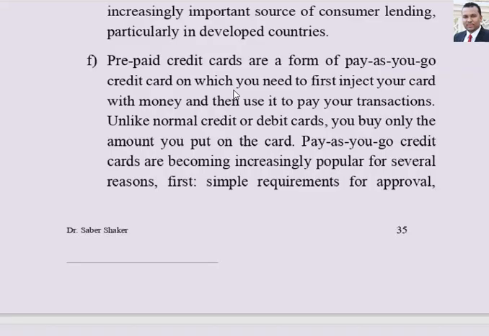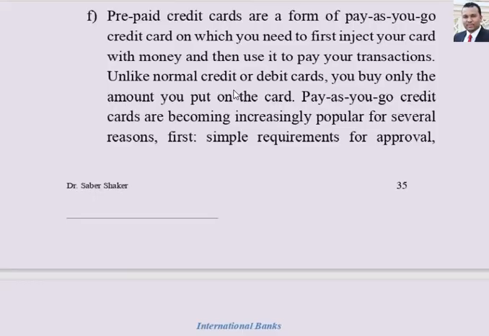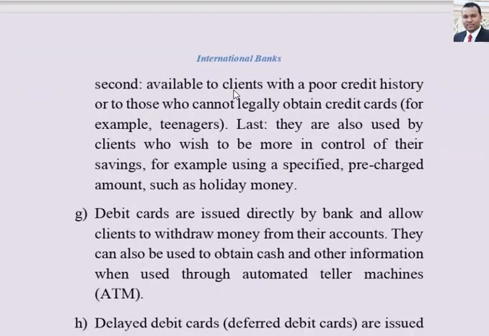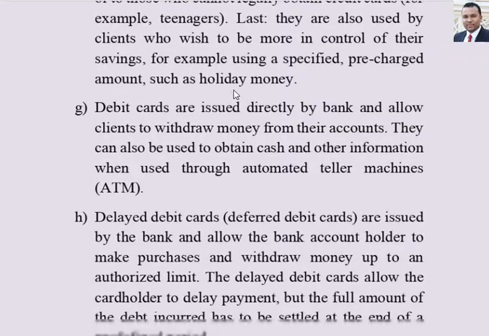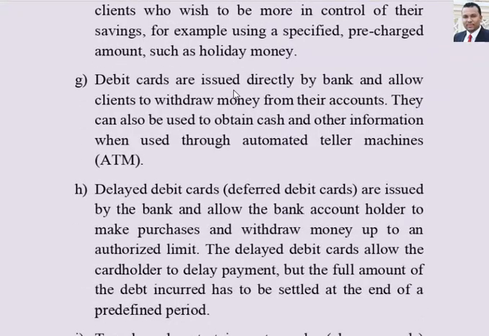So why do some individuals and corporates choose pay as you go credit? Number one, because of simple steps and simple requirements for approval from the bank. Number two, it is available to clients with different income groups, mainly those with poor credit history or new clients. Or there is an amount of money you can put, 1000 Egyptian pounds, for example, so you can use this 1000 for your purchases.